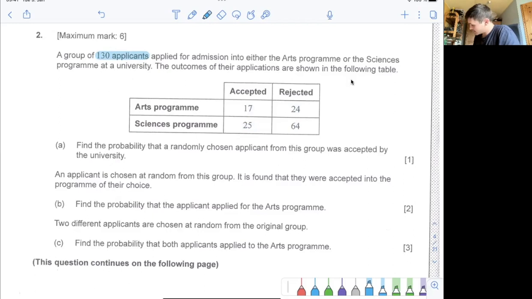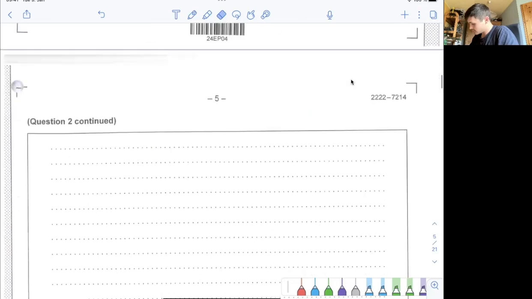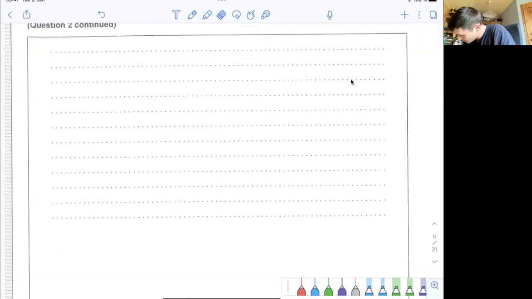Right. And so in order to find the probability that a randomly chosen applicant was accepted, what we're going to do is just add up the numbers of the accepted applicants, and we'll divide that by the total number of applicants, which is 130. So let's bring this down. Let's go here.